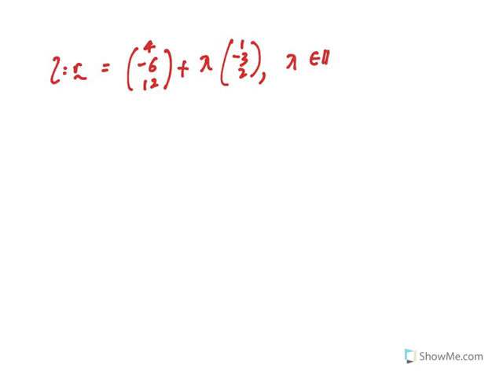The line is r equals 4, -6, 12 plus lambda of 1, -3, 2, where lambda is a real number, right? The plane is just where x equals 0, right? So how do we find the point that satisfies both of them? How do we find the point?